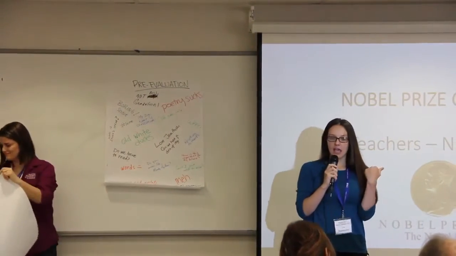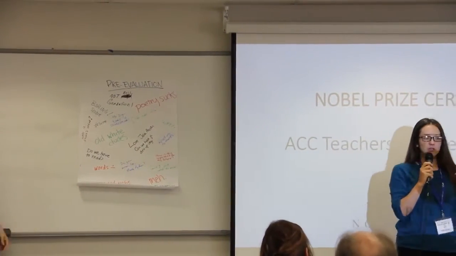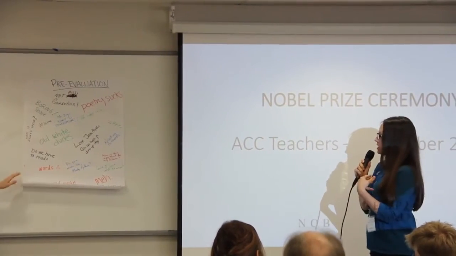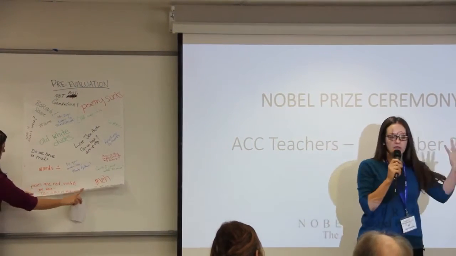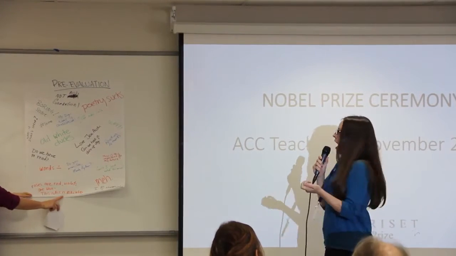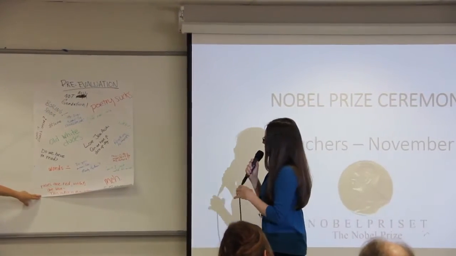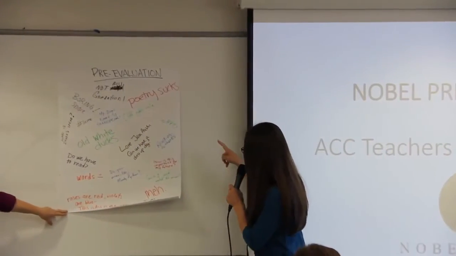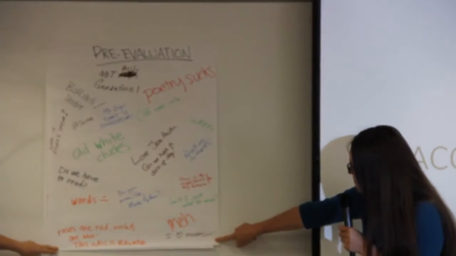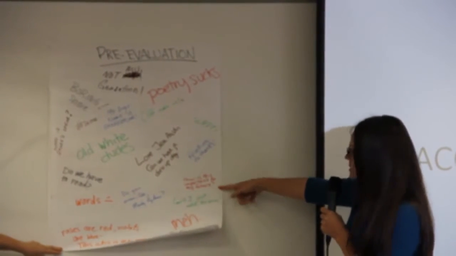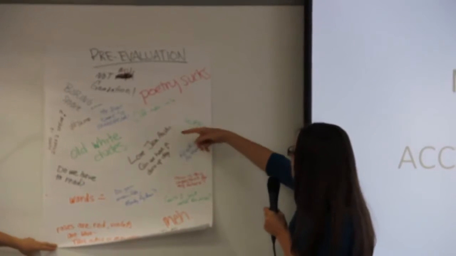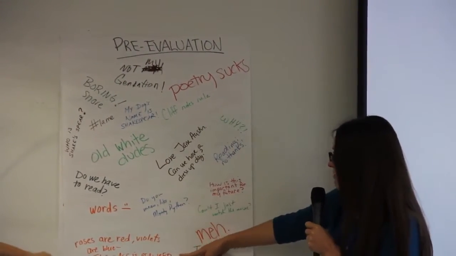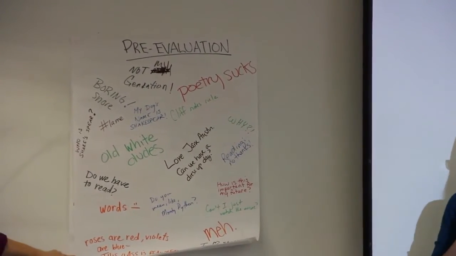So I did an evaluation graffiti poster when the course started. My question was, what do you think of when you think of British literature? And I got responses such as: poetry sucks. My dog's name is Shakespeare, and Shakespeare spelled incorrectly three times. Can't I just watch the movie? How does this relate to my future? Why? Cliff Notes rule. White dudes. Old white dudes. Roses are red, violets are blue, this class is required.